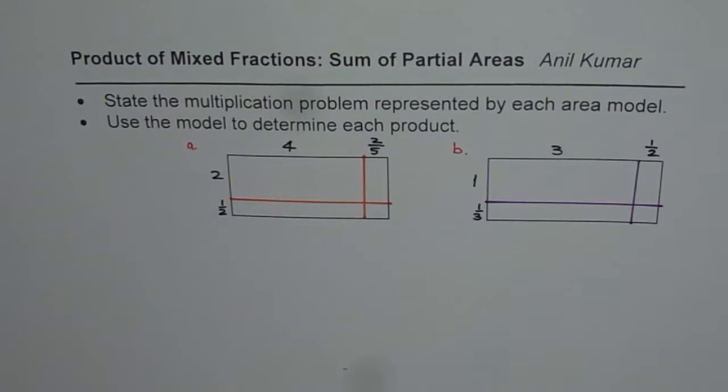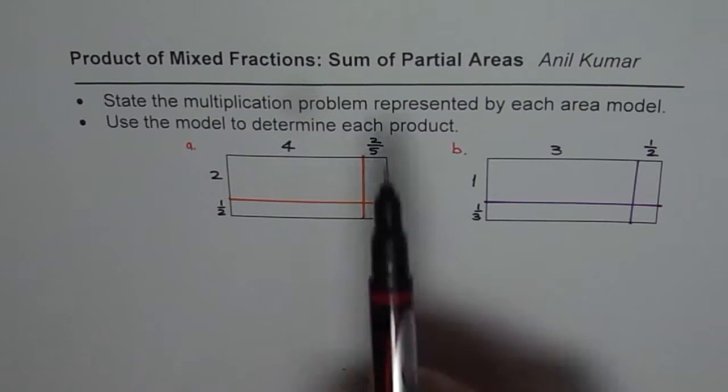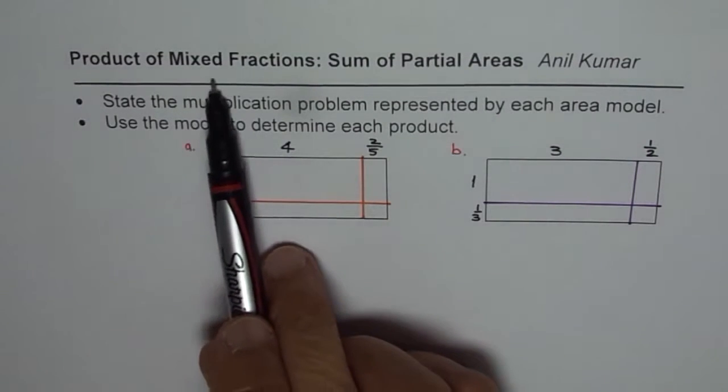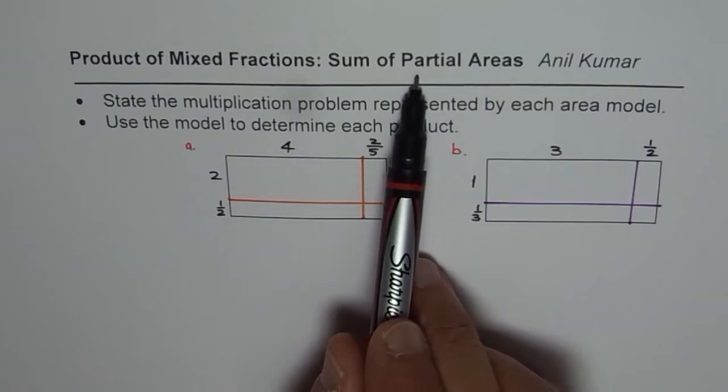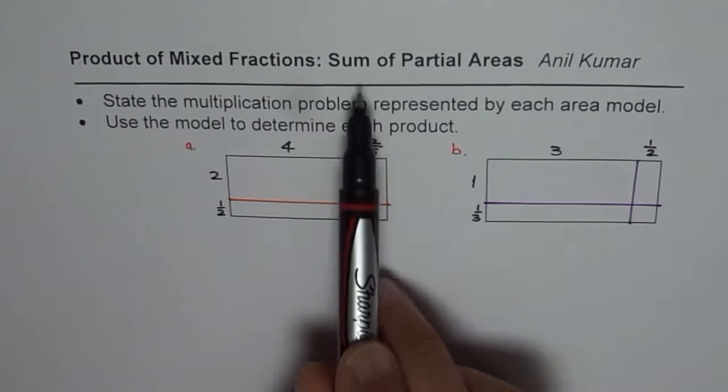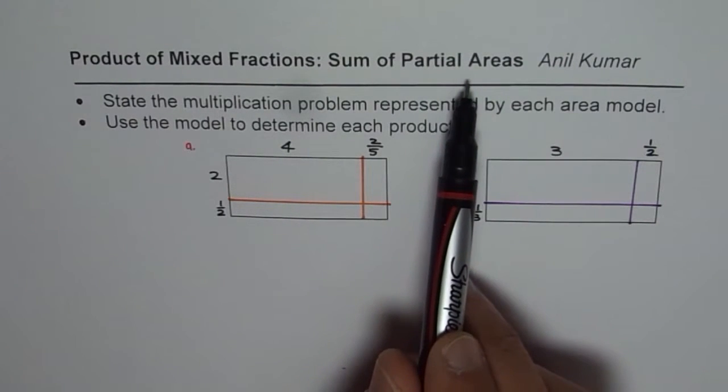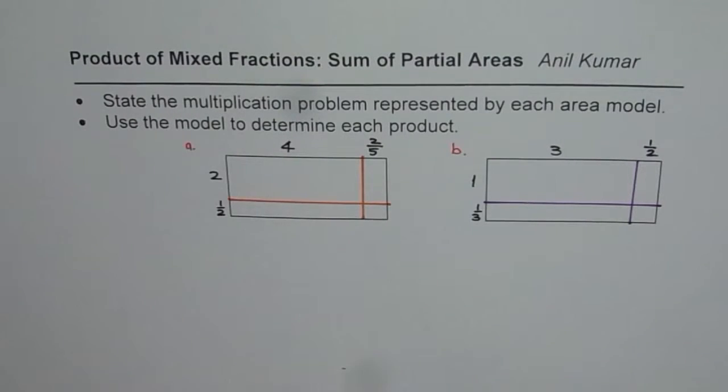I'm Anil Kumar, and I have two questions here where we are going to apply the strategies learned to find the product of mixed fractions. The strategy which we have learned is that to find the product of mixed fractions, we can add the partial areas of the rectangle, right? So the sum of partial areas will give us the product of mixed fractions.